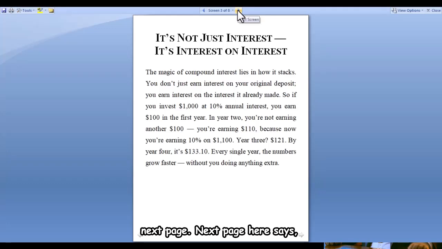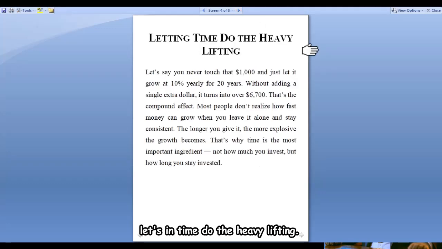Next page here says letting time do the heavy lifting. Let's say you never touched that $1,000 and you let it grow at 10% yearly for 20 years without adding a single extra dollar. It turns into $6,700. That's the compound effect.